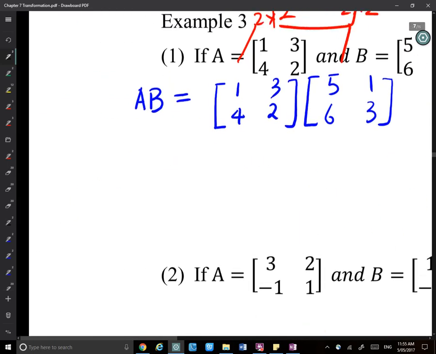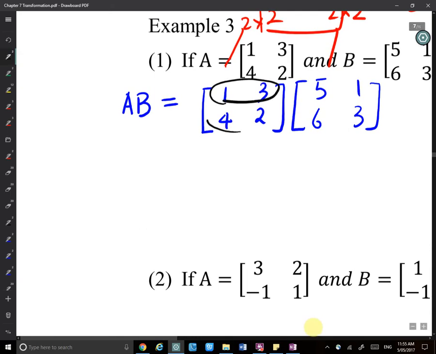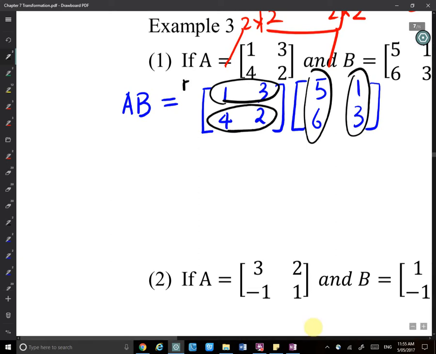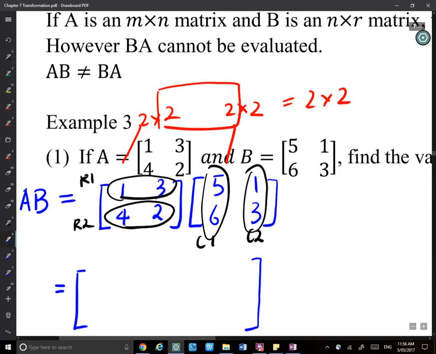So when we come to this, we'll circle the rows out first, and we'll circle the columns like that. Because one contributes rows and one contributes columns, you go row, row, column, column. I will have row 1, row 2, and column 1 and column 2. The result has row 2, column 2, because we predicted a 2 times 2 matrix.